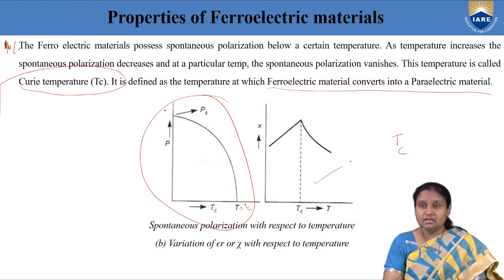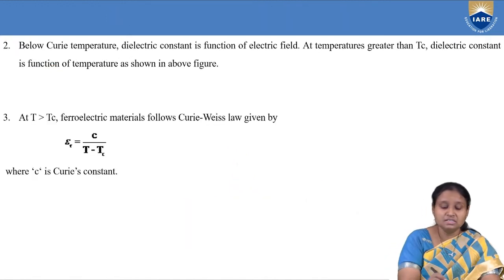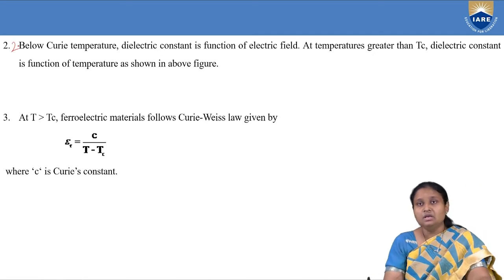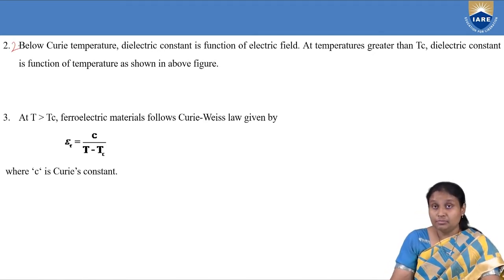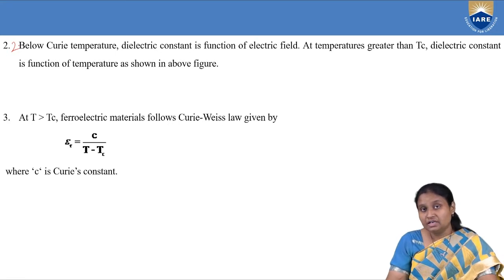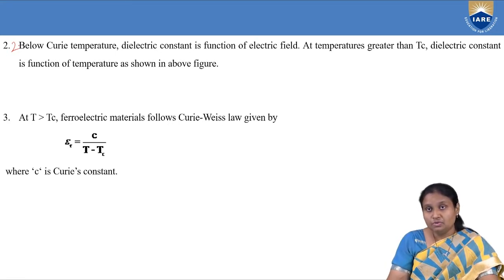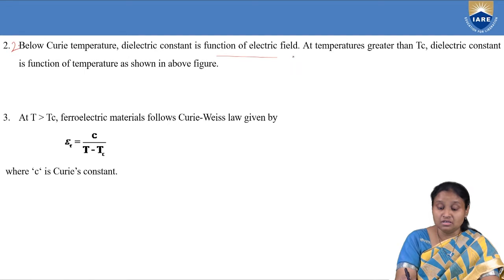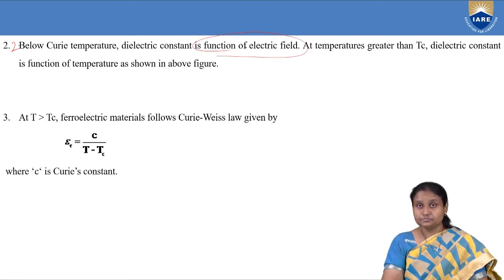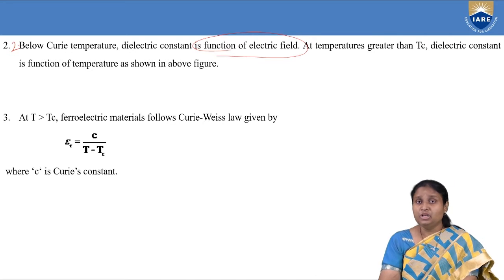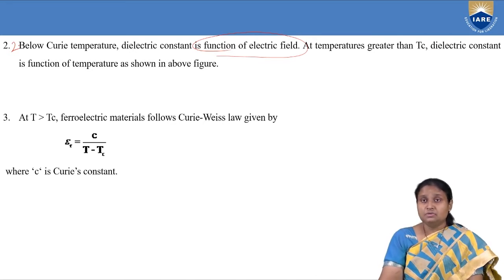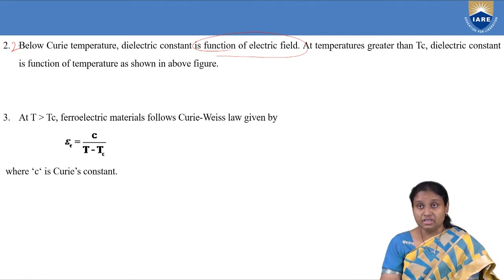Now coming to this second figure given here, for this we have to take our second property. As we have seen, below Curie temperature your material is in the ferroelectric state. And below Curie temperature, the dielectric constant associated with a ferroelectric material shows variation with electric field. So below Tc, the dielectric constant of a ferroelectric material is going to change, or is a function of the electric field, whereas at temperatures greater than Curie temperature, of course, the dielectric constant is a function of temperature.